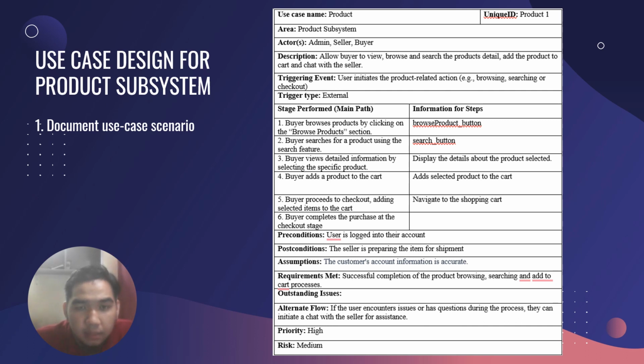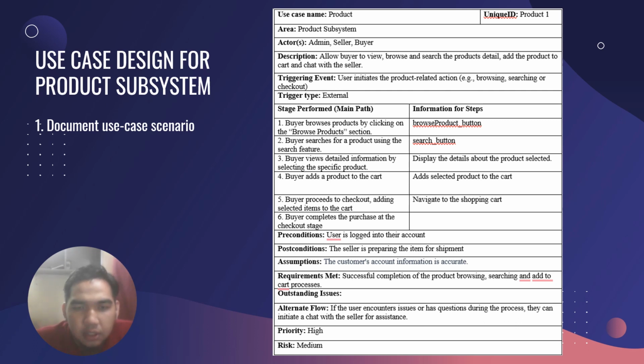checkout. The main path of this subsystem is the buyer browses the product, searches the product using the search feature, views the detailed information by selecting the specific product, and then they add the product to the cart. Next, they proceed to checkout by adding the selected item to the cart. Then they complete the purchase at the checkout station.